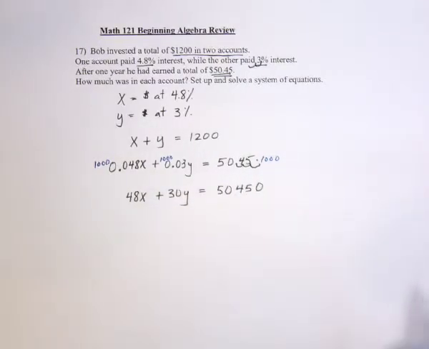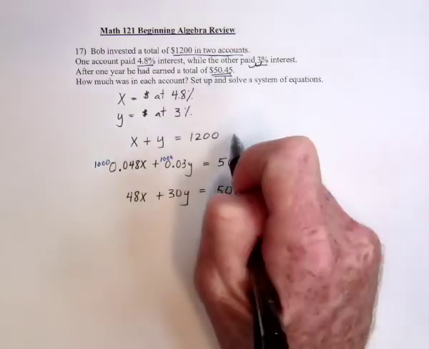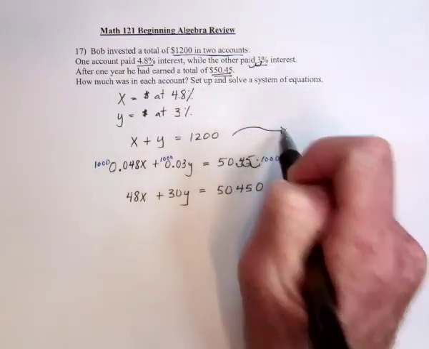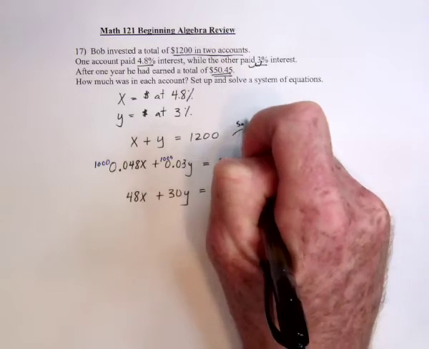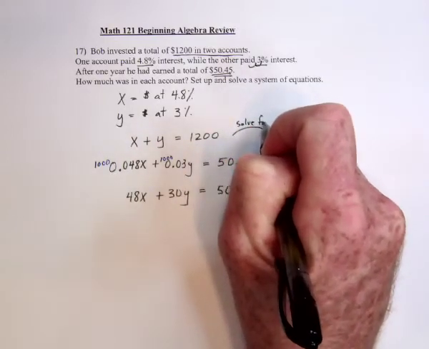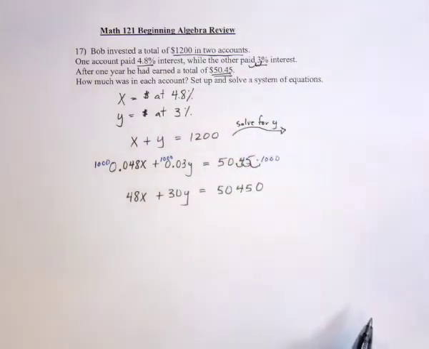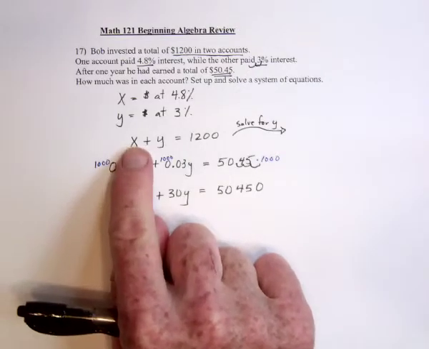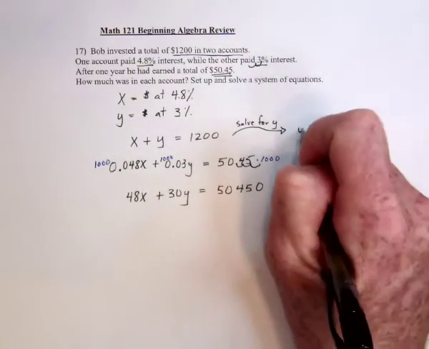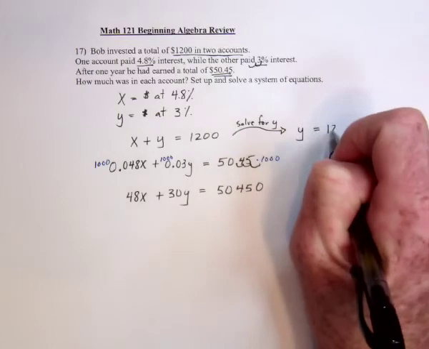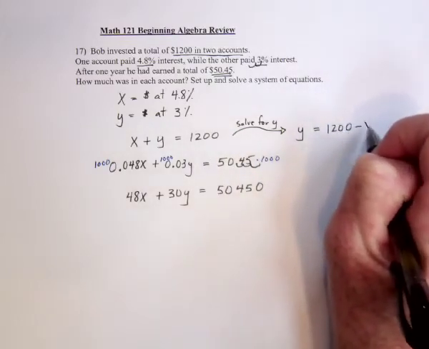Okay, now with two equations and two variables, we could use substitution or elimination method. I'm going to use the substitution method. What I do is go over here and solve for y. So all I have to do is take the x, subtract it from both sides. It's going to say y equals 1,200, and then subtract x.